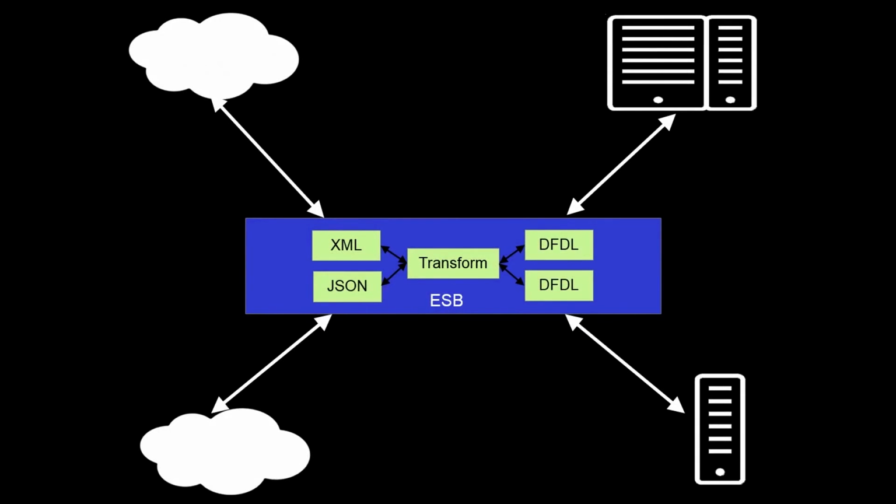You can use DFDL with an enterprise service bus, like IBM Integration Bus, to integrate your data with other systems. For example, here you can see four applications that all use different data formats. The applications are able to share information by using XML, JSON, and DFDL parsers. The enterprise service bus manages the transformation and the communication of data between the applications.